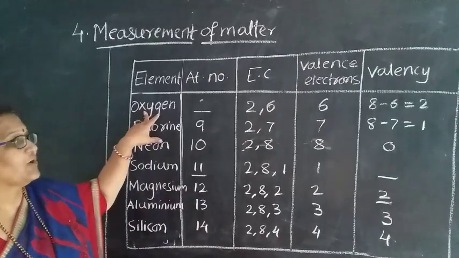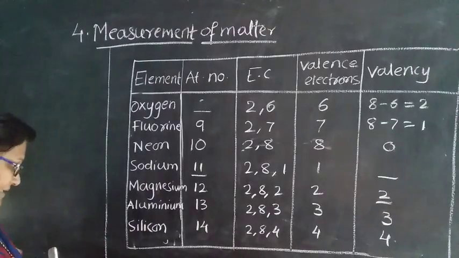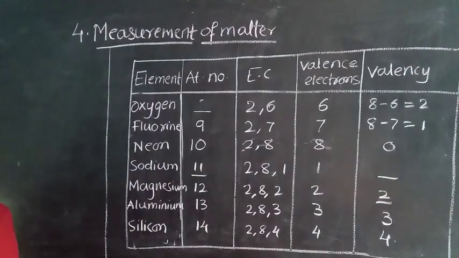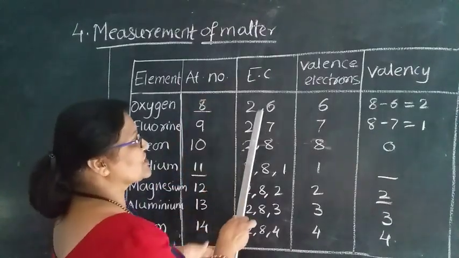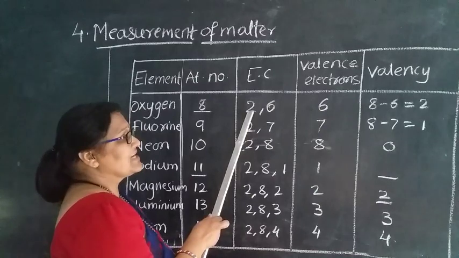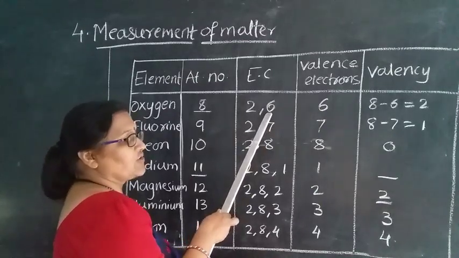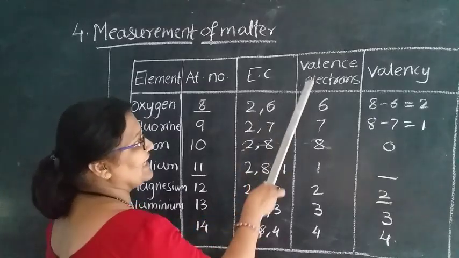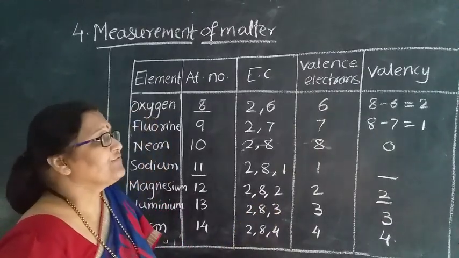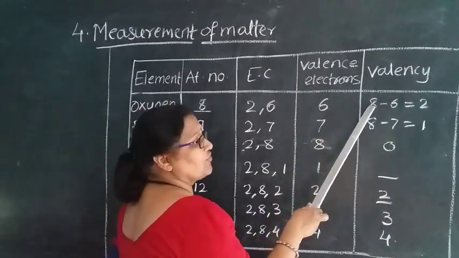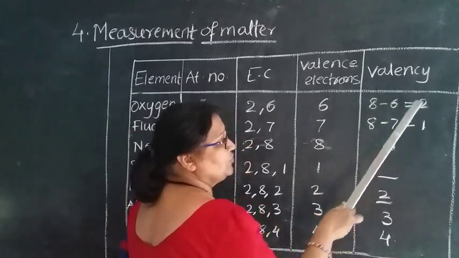Next element is oxygen. The atomic number is 8. So electronic configuration is 2 and 6. In the K shell there are 2 electrons and 6 electrons are in the L shell. Therefore the valence electrons are 6. But as it is more than 4, what do we do? We subtract it from 8. That is 8 minus 6 is equal to 2.